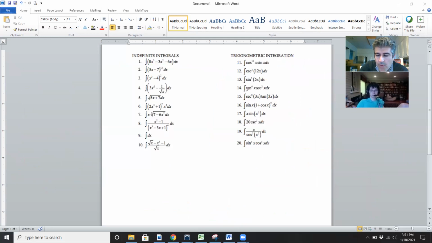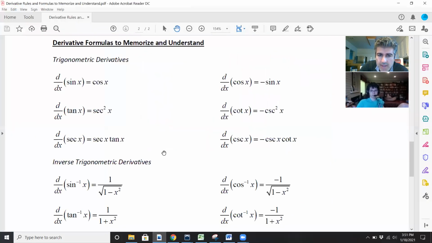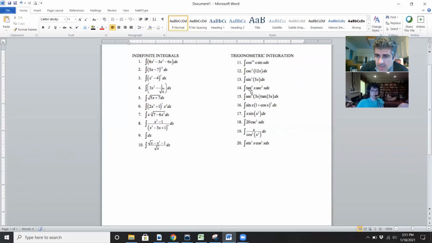Okay. Now 14 is interesting because I see tangent and I see secant squared. The derivative of tangent is secant squared. So I'm inclined to let u equal tangent. Plus tangent is raised to the 6th power anyway, right? So you can do integral of u to the 6. And we get pretty quick with this, right?